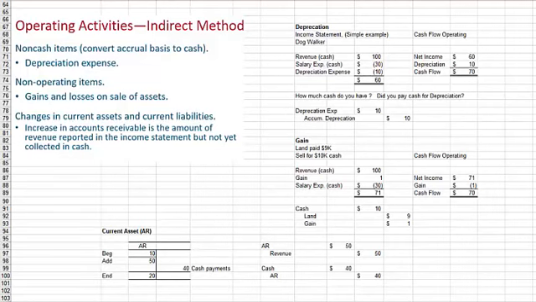There are 2 different ways to perform the operating section of a cash flow, the direct method or the indirect method. We will focus on the indirect method for this chapter.